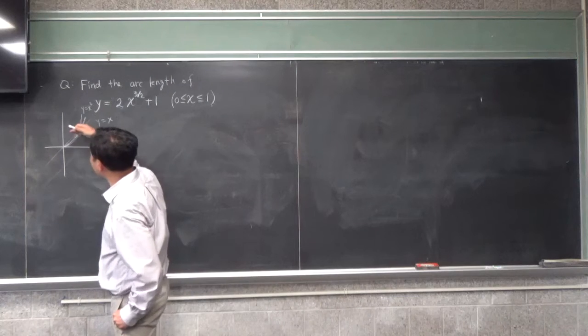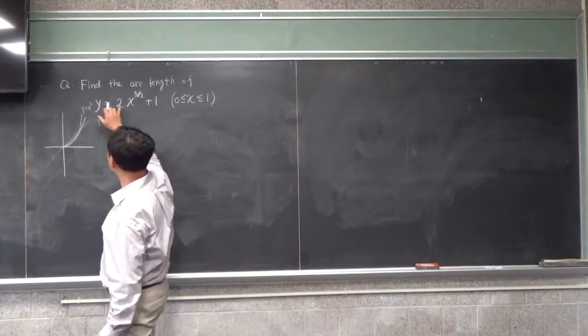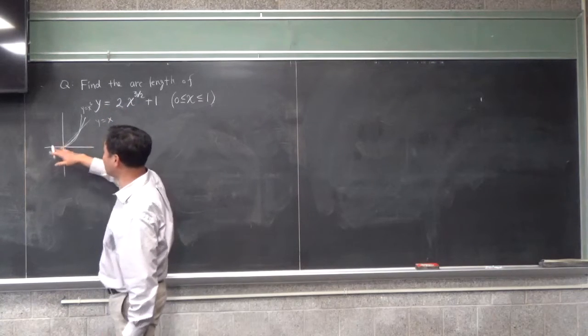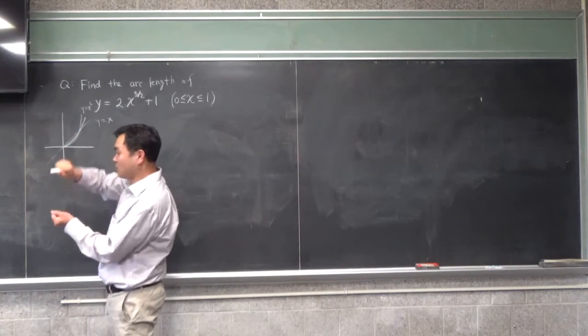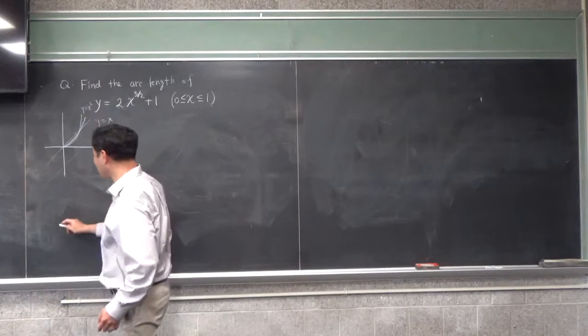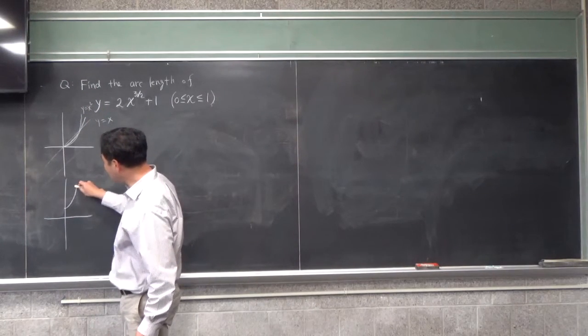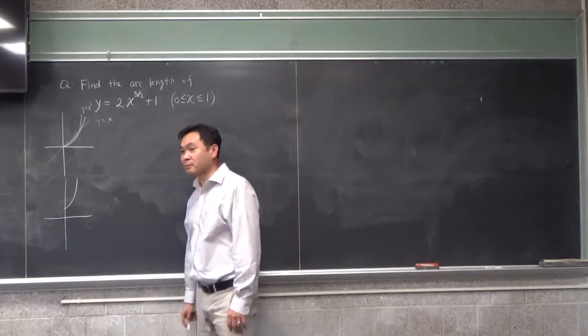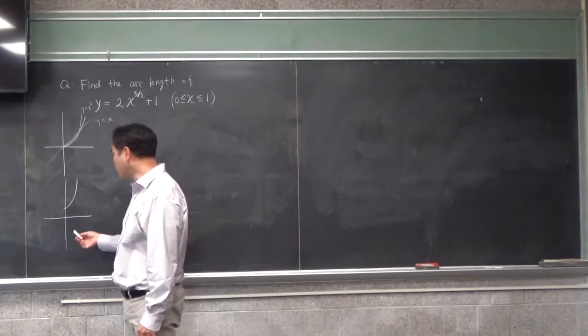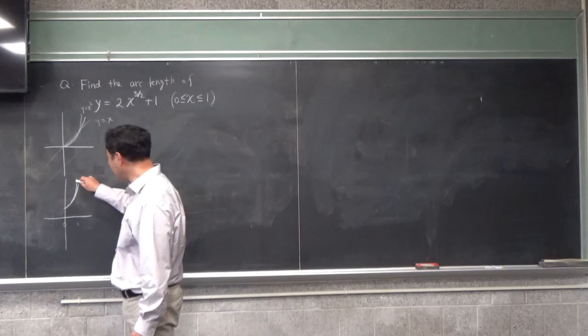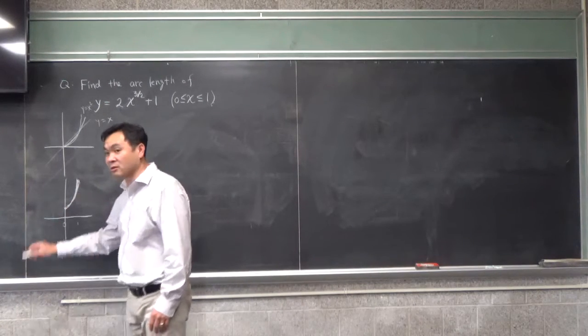Then you take this one and you elongate it because you have times 2. And you add 1, so it's going to be elongated and you shift it up. So the result is that you have a graph that looks like a very thin parabola. Okay? And we're looking at the portion from 0 to 1. So we have this curve and we're trying to find this arc length.